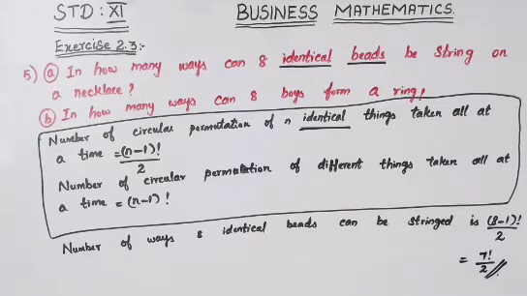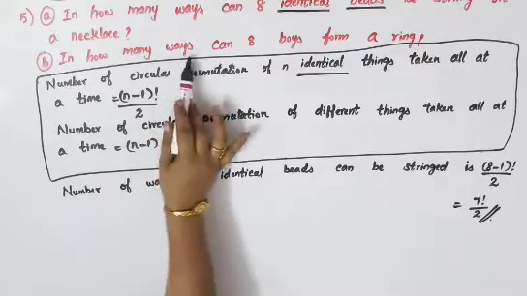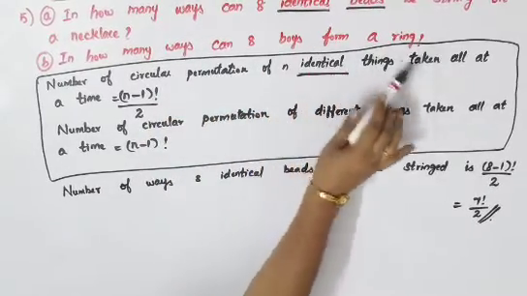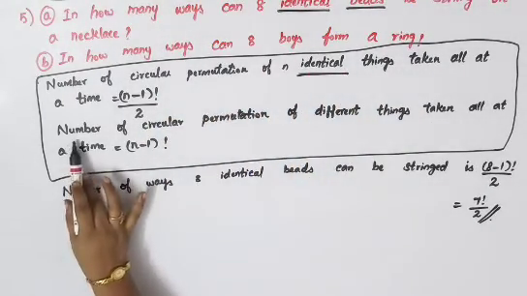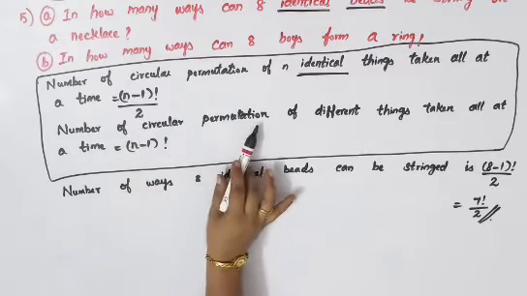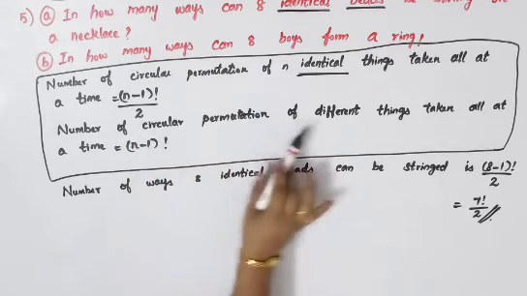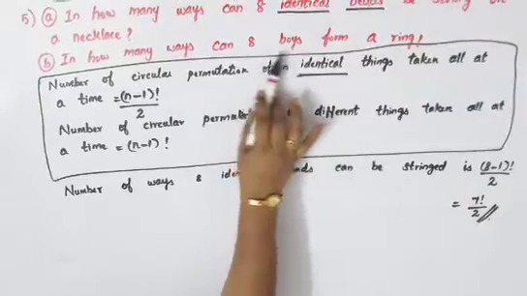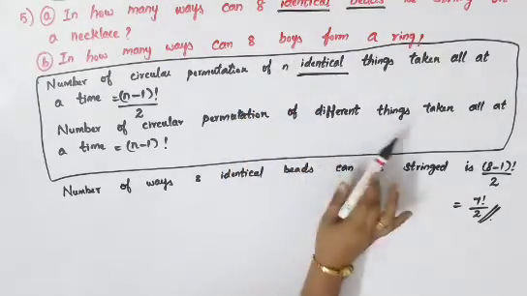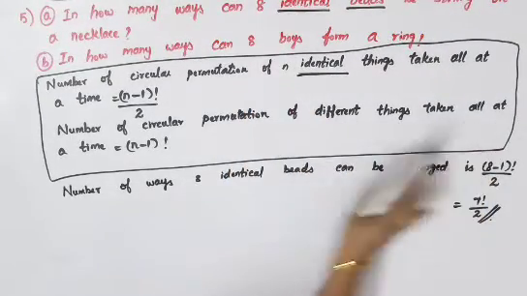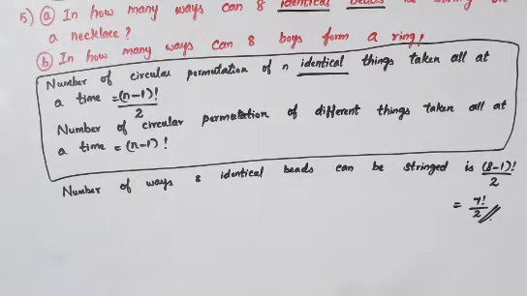Next, going to your second subdivision. In how many ways can 8 boys form a ring? Your second formula is number of circular permutations. Circular is nothing but a ring of different things. So here different boys will be different, not identical. Different boys taken all at a time is n minus 1 factorial.